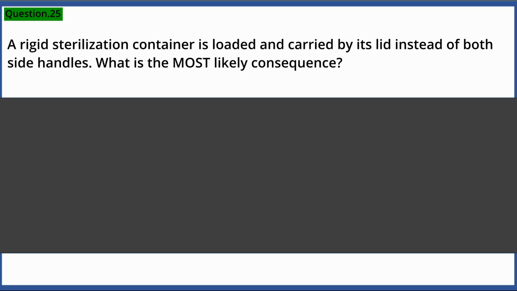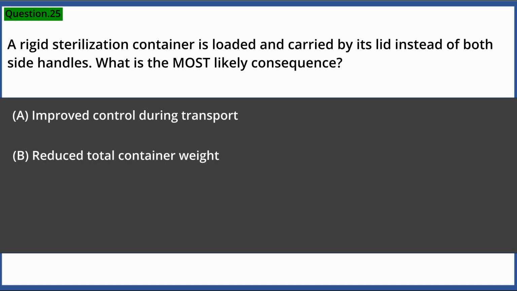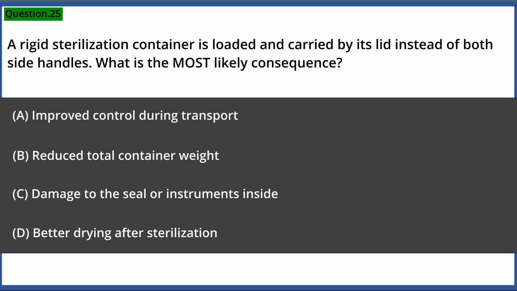A rigid sterilization container is loaded and carried by its lid instead of both side handles. What is the most likely consequence? A. Improved control during transport. B. Reduced total container weight. C. Damage to the seal or instruments inside. D. Better drying after sterilization. Answer. C. Damage to the seal or instruments inside.